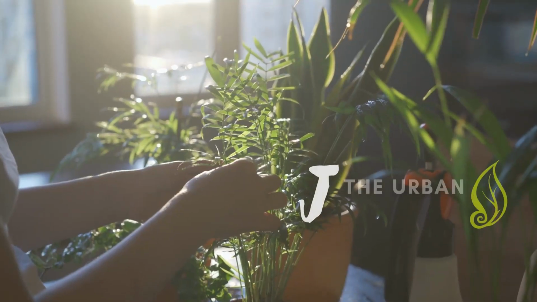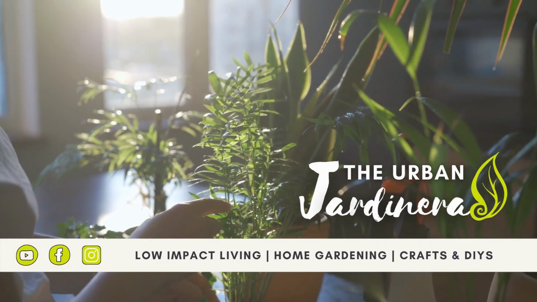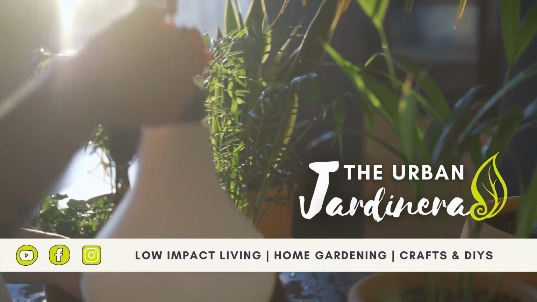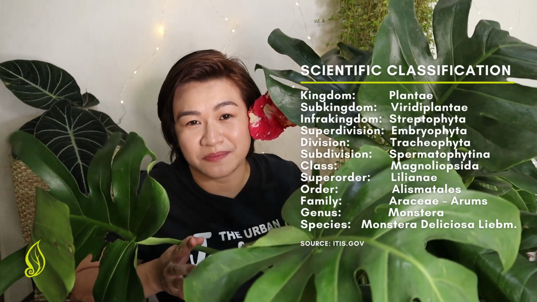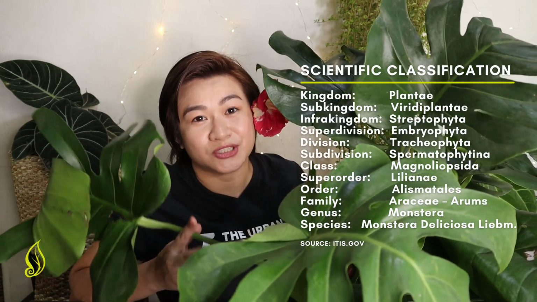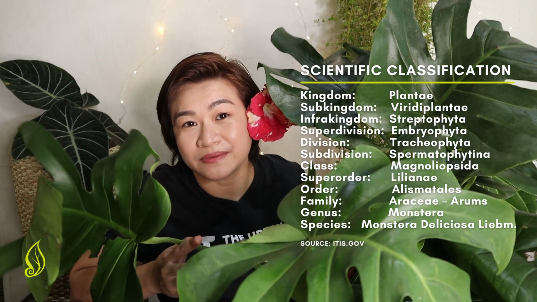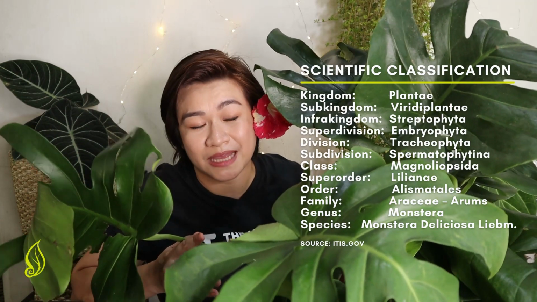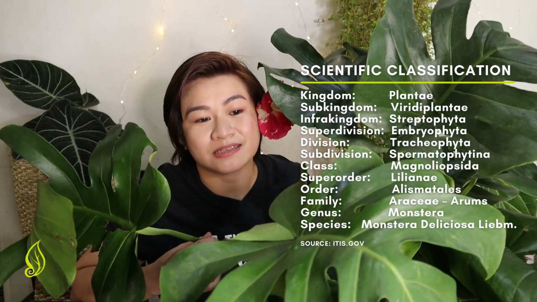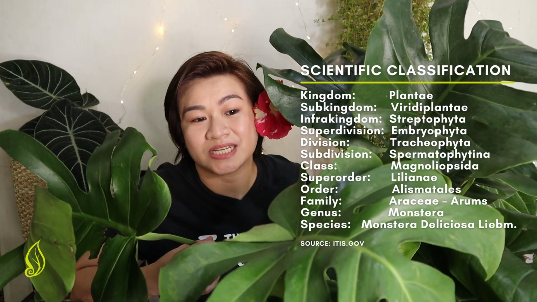Without further ado, let's go ahead and talk about this Monstera Deliciosa. Alright, so as of the scientific classification of this plant, this Monstera Deliciosa belongs in the Arum family. It's still in the Araceae family of plants. And the genus is Monstera, and the species is Monstera Deliciosa Liebm.